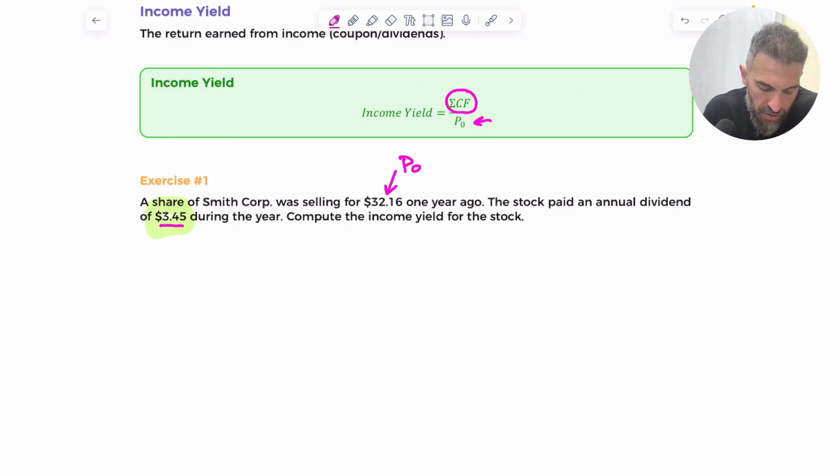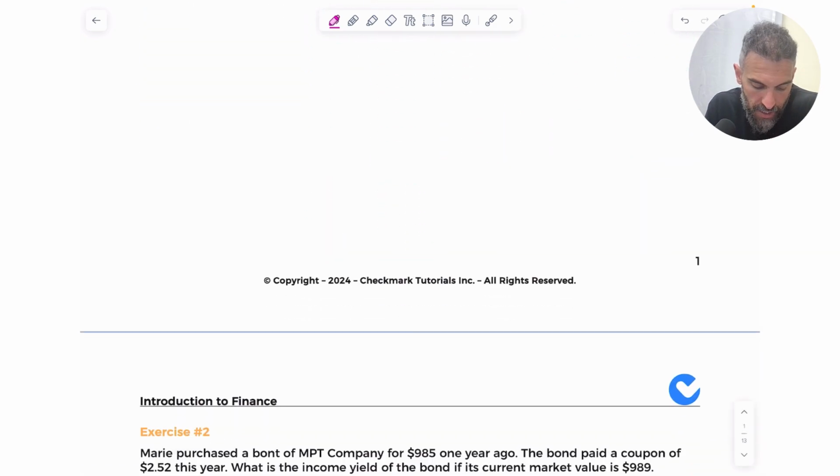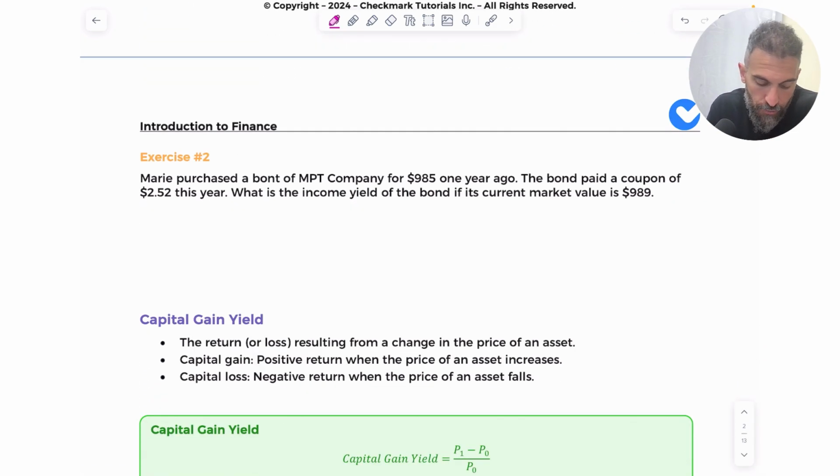So the income yield in this case would be $3.45 divided by $32.16. So you get 0.1073, or if you multiply that by 100, you get 10.73%. So that is your income yield. It's not your total return on investment, because again, this is only part of it, but that's how you find it. Which takes us now to the second part. Oh, actually, we'll do another example, this time for a bond.